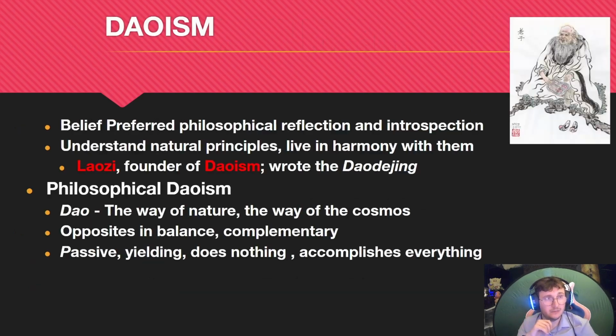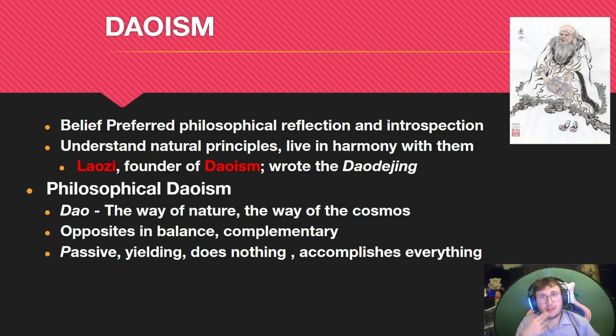So that's legalism. Now, Daoism is like the opposite of legalism. They preferred philosophical reflection and introspection. They understand natural principles and live in harmony with them. And Laozi, the founder of Daoism, writes the Tao Jing. So it's Daoism or Taoism. They're the same word.